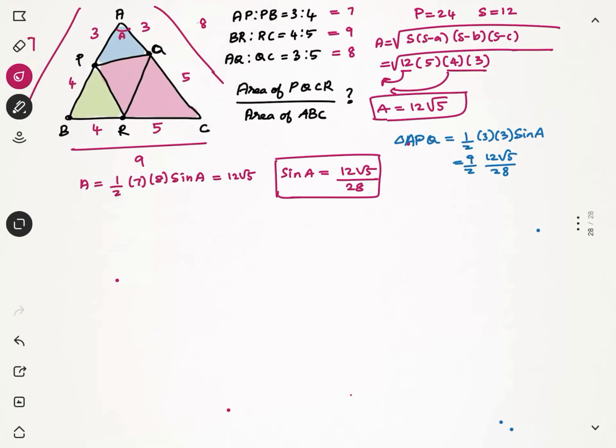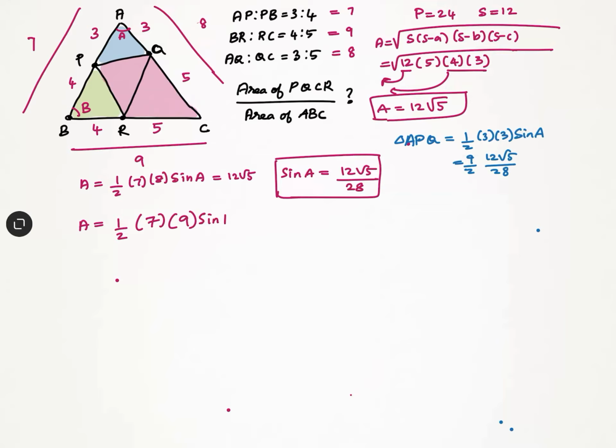Similarly, let's assume that this angle is B. Now area of the triangle is also given by half into one side 7 and other side 9. Assume that AB side and BC sides are the two sides that we are considering, into sine of angle between them, that I am taking as sine B, and this area is 12 root 5. So I can write my sine B as 12 root 5 into 2 divided by 63. This is my sine B.